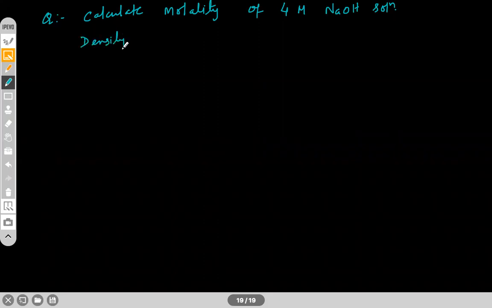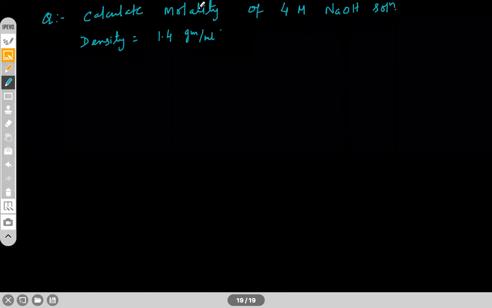When the question is: calculate the molality of 4 molar NaOH solution whose density is given, that is 1.4 gram per ml. Molality we need to find out. Molarity is given, density of solution is given.